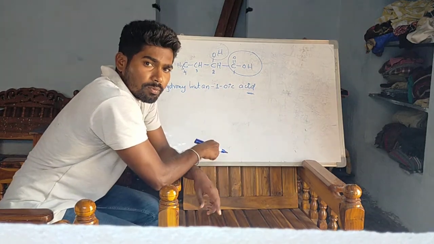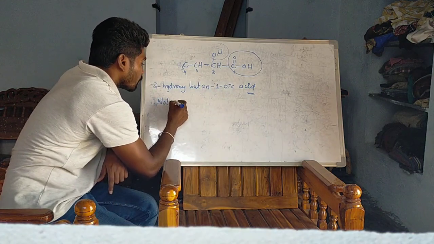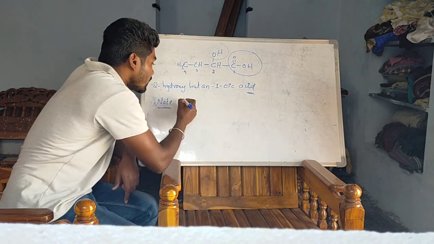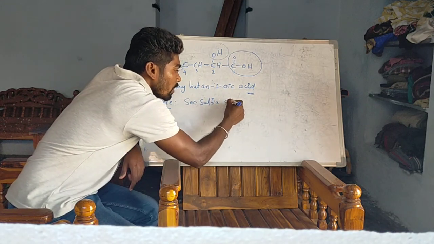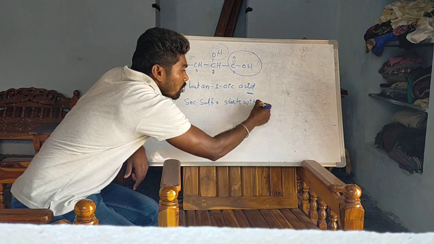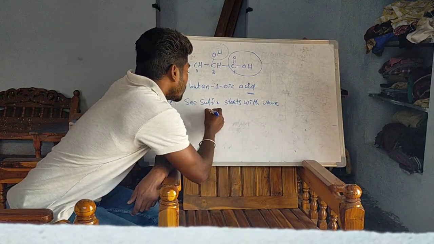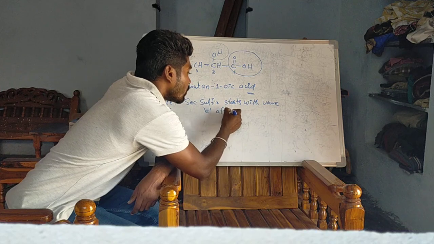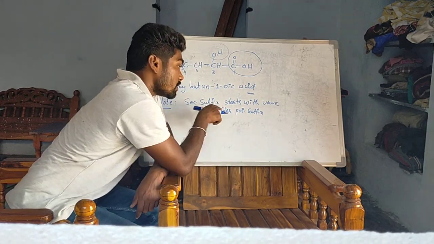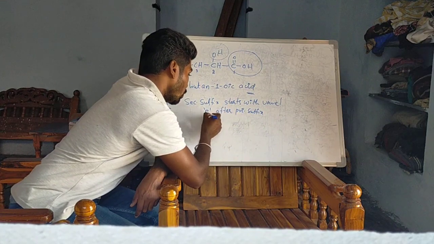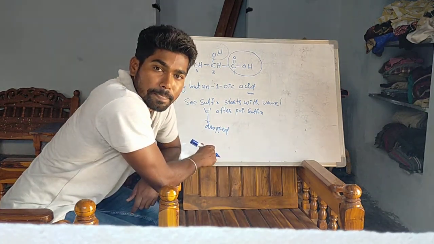Remember one more thing. Here we have two notes. One note is that if the secondary suffix starts with a vowel, the e should be dropped after the primary suffix.